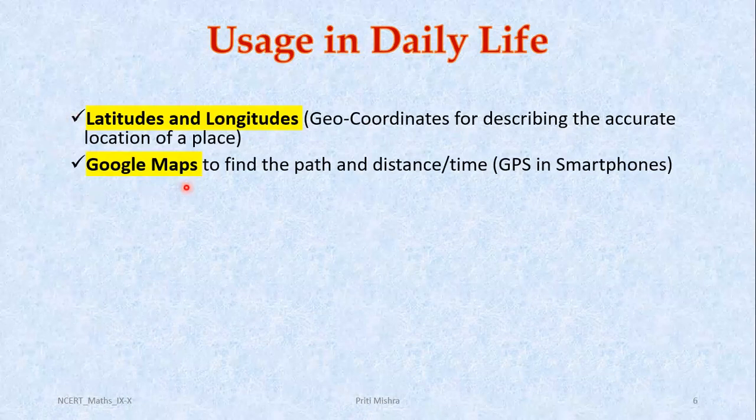Then Google Maps, when we are driving or walking to a particular place, nowadays we are having GPS in our smartphones. Then with the help of Google Maps, it is very easy to reach any place. So on which principle is it working? Basically, it is working on the principle of geo coordinates, right? So here again, we are using coordinate geometry.